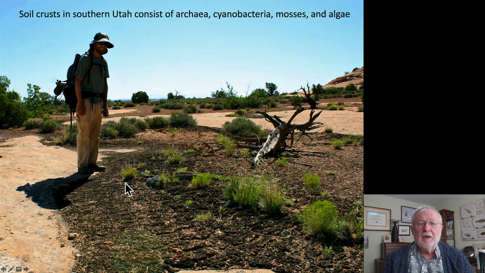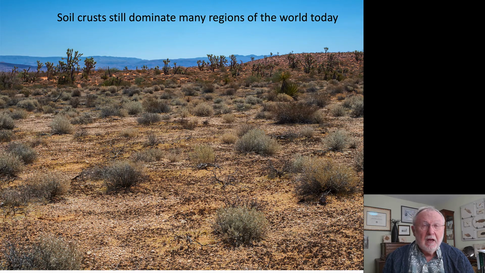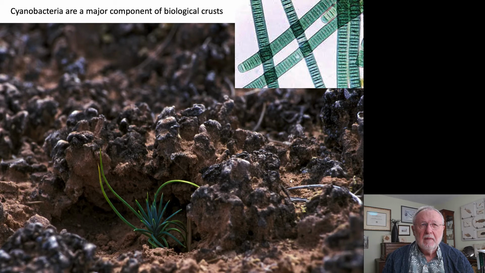These very complex communities where hyphae from cyanobacteria tend to hold the soil particles in place. Soil crusts dominate many regions of the world, most frequently in the arid to semi-arid parts of the world, from Antarctica through the deserts of the Taklamakan in Central Asia. One of the major components of these biological crusts, so an early invader to land, would be the cyanobacteria.